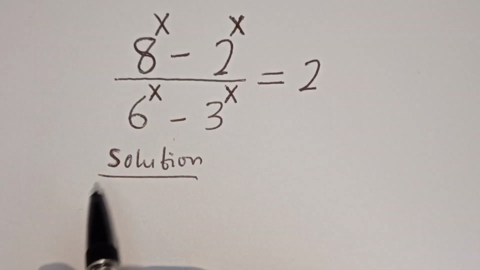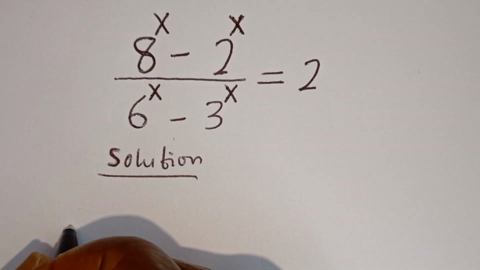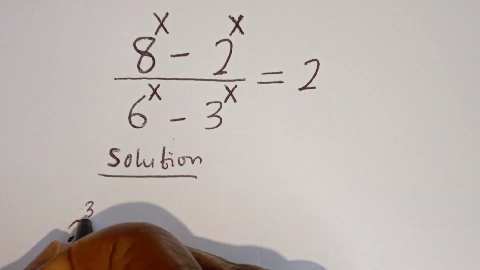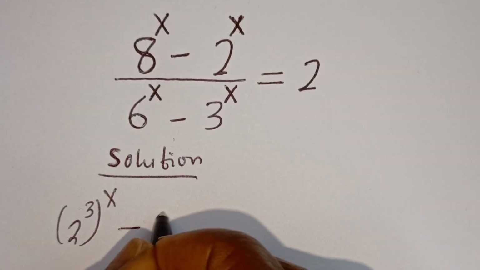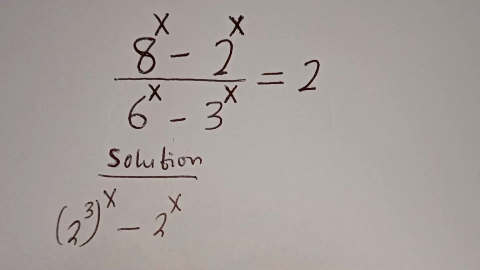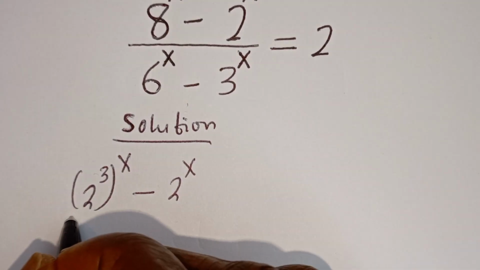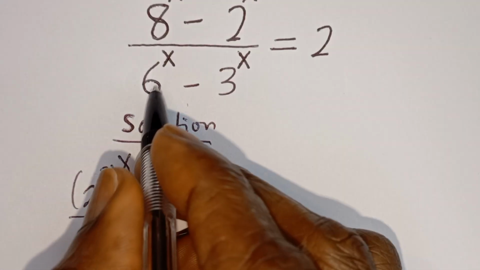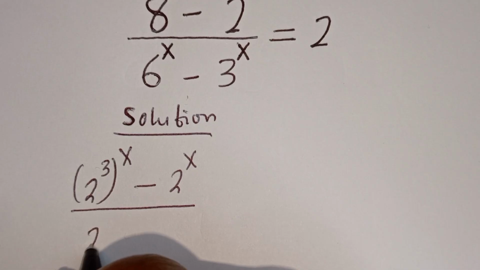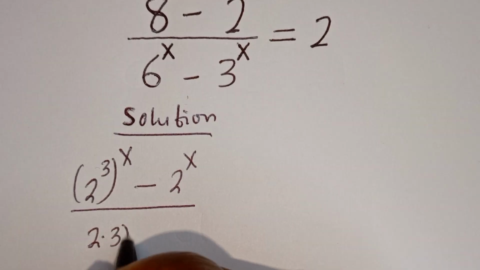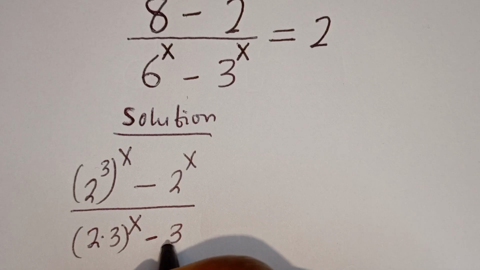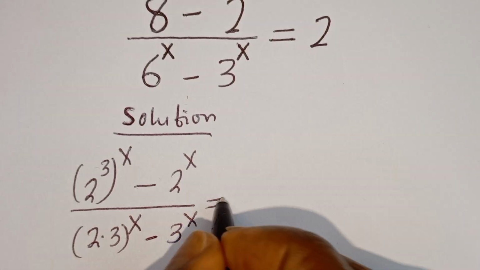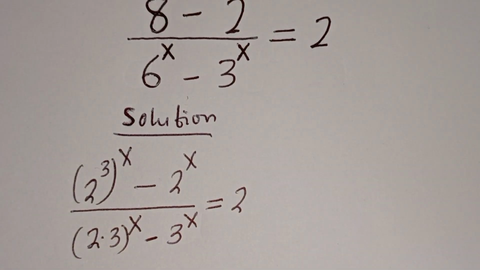Then 8^x can be written as (2^3)^x minus 2^x, divided by 6^x, which can be written as (2 multiplied by 3)^x minus 3^x, is equal to 2.